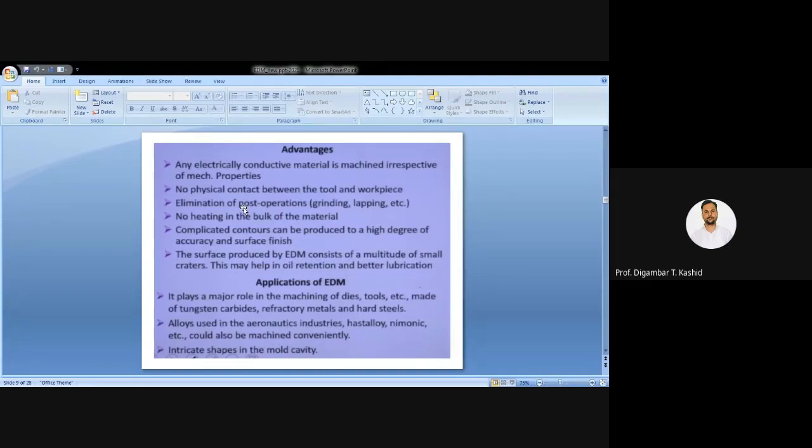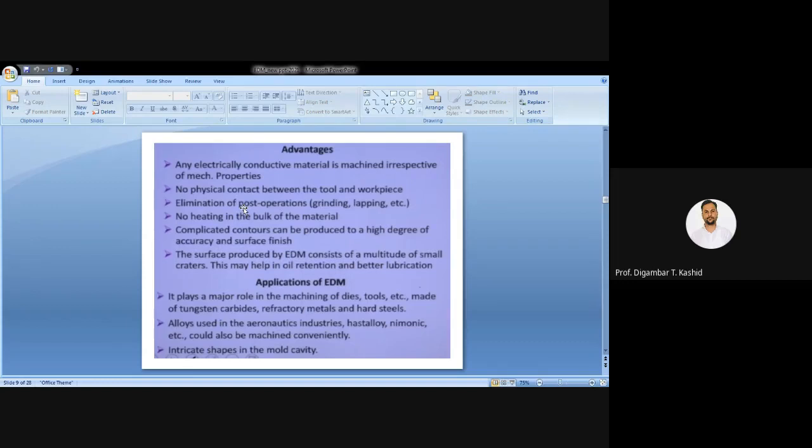The next add-on is that there is no heating in the bulk of the metal. Only where the spark is actually generated will heating occur. Only those craters, which are in the sub-micron range, are formed, so the entire bulk matter is not heated using this process, as it is in conventional machining.